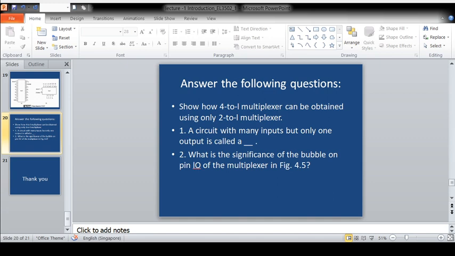The first question is, show how a 4-to-1 multiplexer can be obtained using only 2-to-1 multiplexers. Second, a circuit with many inputs but only one output is called a dash dash dash. Third, what is the significance of a bubble on pin number 10 of the multiplexer?